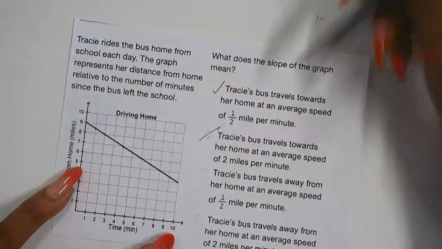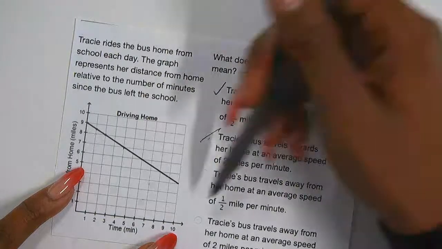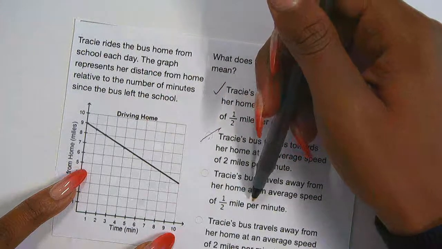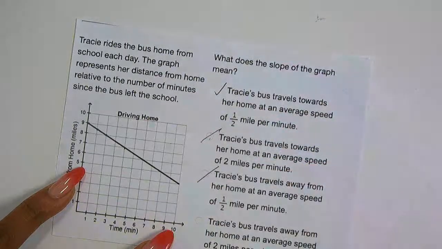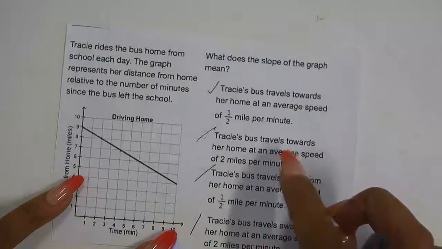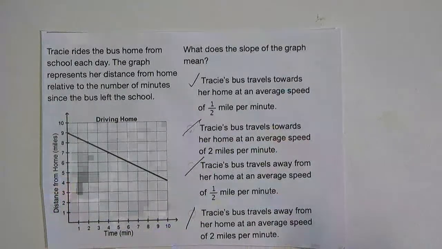Tracy's bus travels away from her home. Wait, hold on. It says that we're driving to home. Okay, so that's not going to work. And then it says Tracy's bus also travels away from her home. Nope, not going to work. So yes, that first question or solution is going to be our answer.